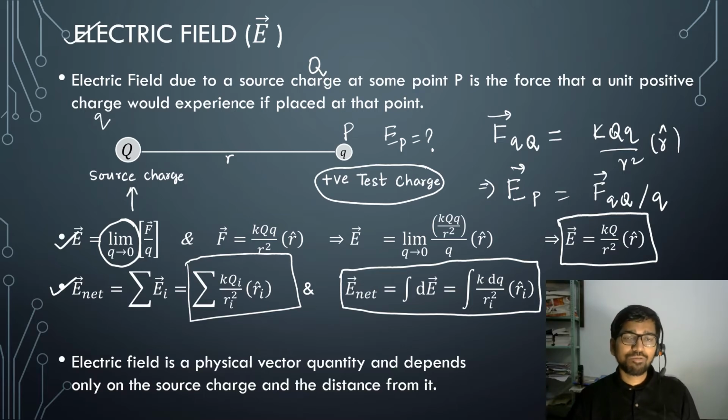So far what we have learned is that electric field is a physical vector quantity and depends only on the source charge and the distance from it, because as you can see the small q cancels out. It doesn't depend upon the small test charge, it depends only on the source charge. Fine. Let's move to the next slide.